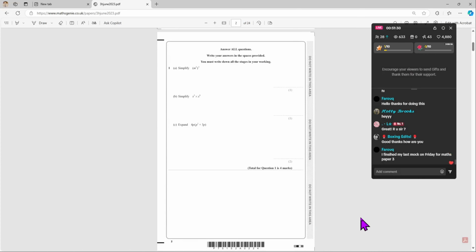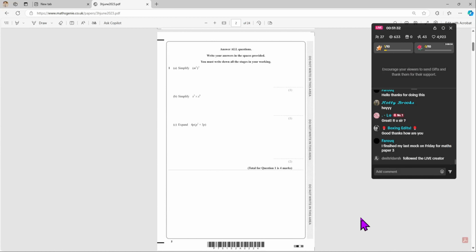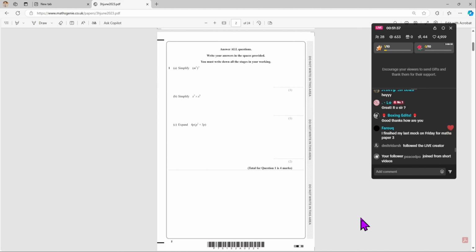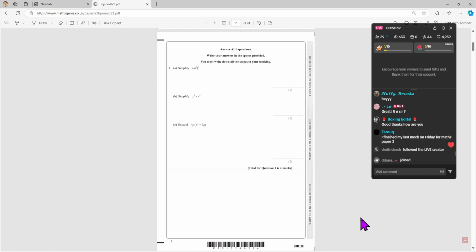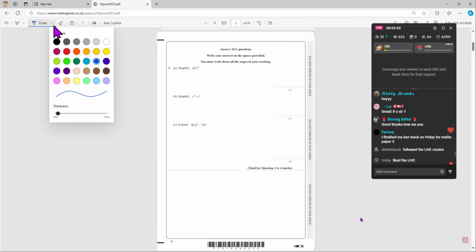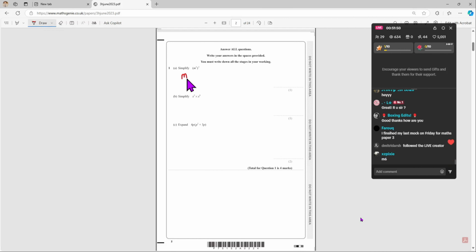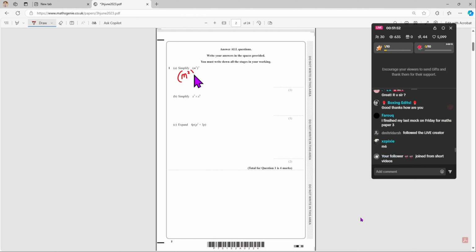So, question number 1. The first few questions are very, very easy, so I'm going to ask you guys to answer it in the chat, okay? We need to simplify m to the power of 2, then to the power of 3. What is going to be the answer?